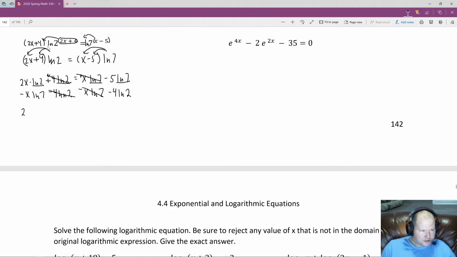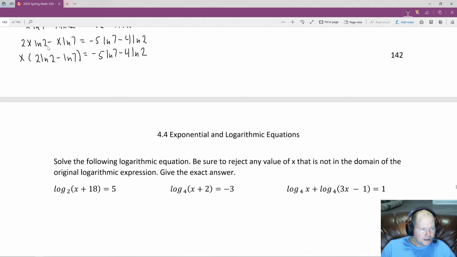And that leaves me 2x natural log of 2 minus x natural log of 7 equals negative 5 natural log of 7 minus 4 natural log of 2. Okay, now at this point I'm going to factor an x out of the left side, and that leaves me 2 natural log of 2 minus natural log of 7 is equal to negative 5 natural log of 7 minus 4 natural log of 2.